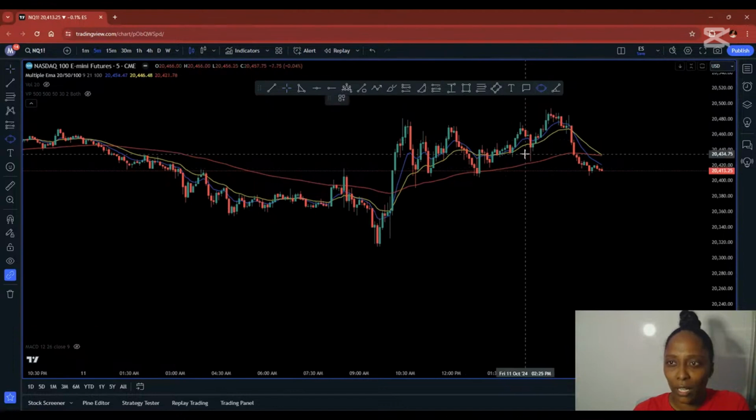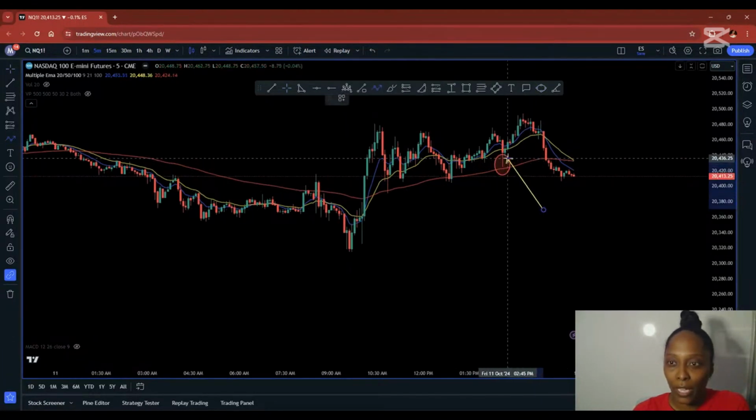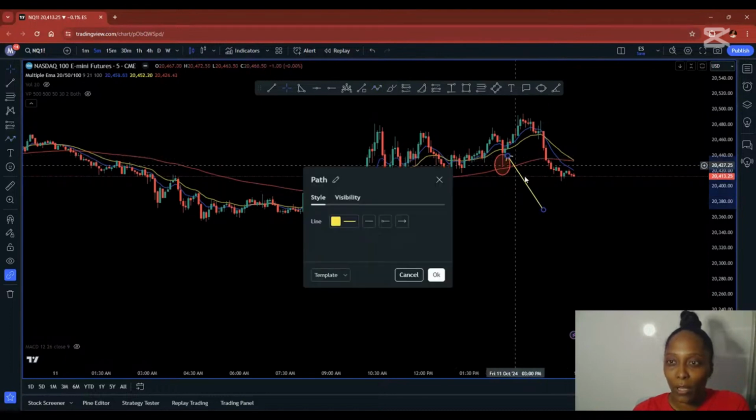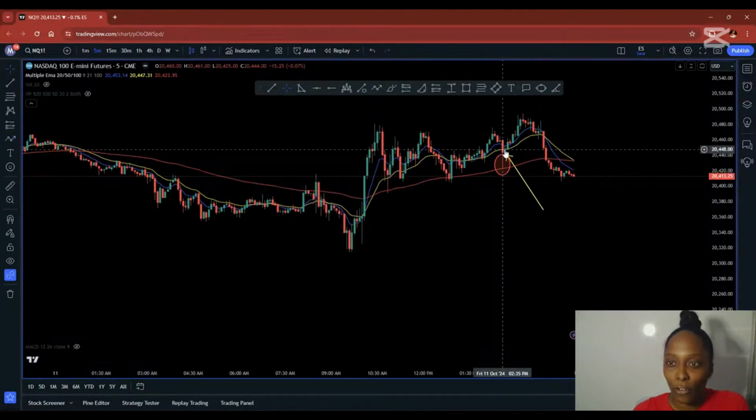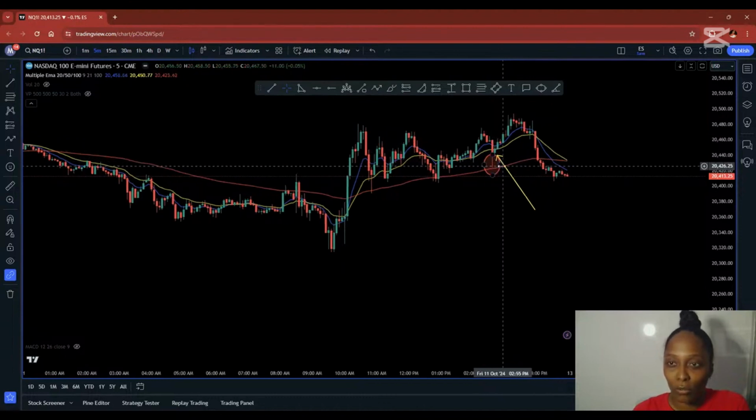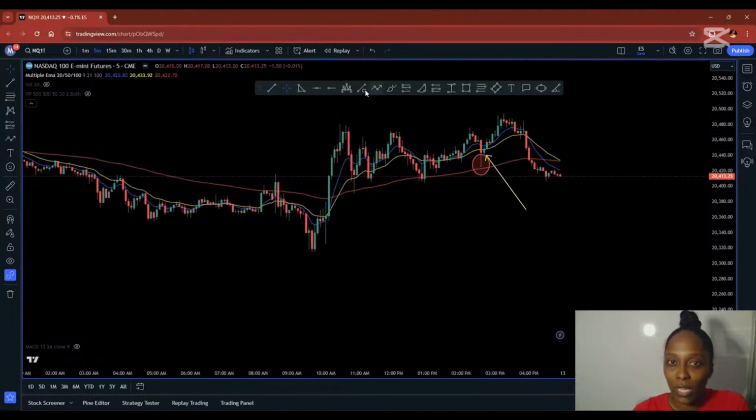Like here, take this for example. Here we have a wick to let us know buyers were in, and then this green candle next to that, we couldn't get any follow through from sellers. And so what happens next is we get this run, we get this bullish run to the upside.